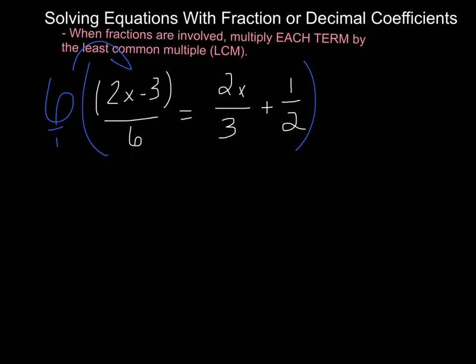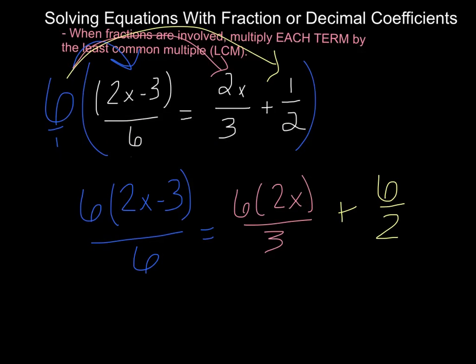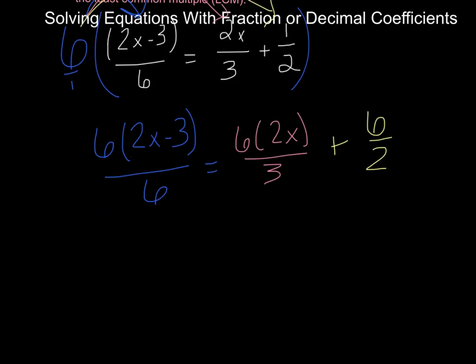Alright, so we're doing 6 times... And I'm going to keep the parentheses here, and you'll see why shortly. 6 times 2x minus 3 divided by 6. And then I'm going to multiply it by 2x divided by 3. And I will add to that 6 times 1 over 2, or 6 times a half. You could have put 3 there right away. That would work.